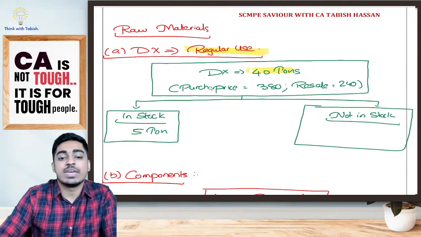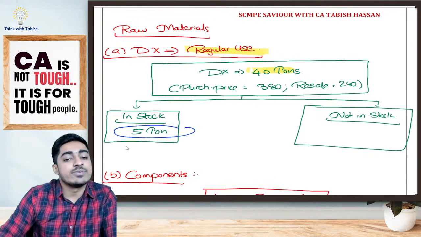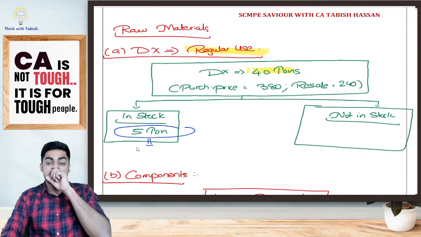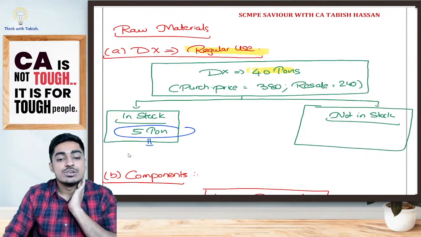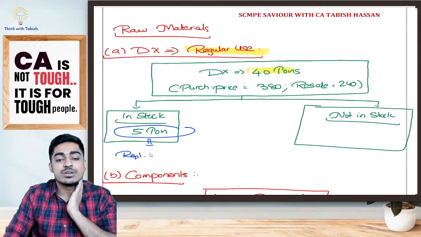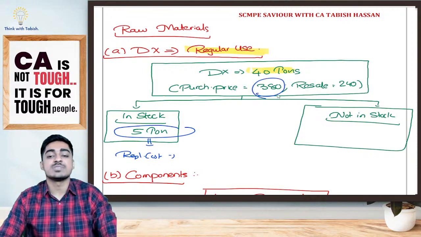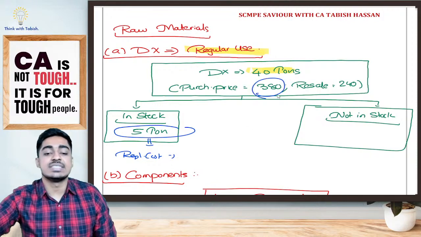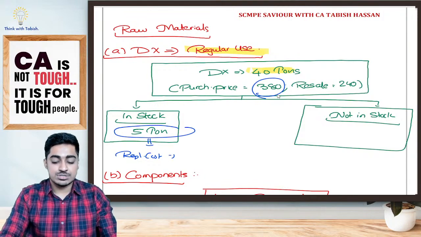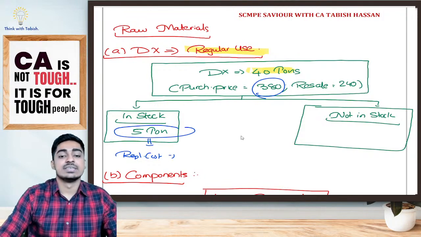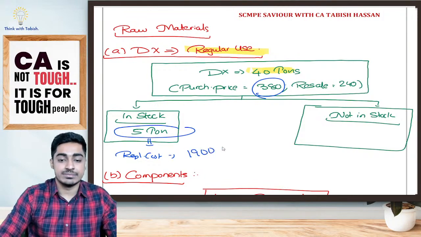In stock, we have 5 tons. So whatever 5 tons we have in stock, we need to replace them. The relevant cost will be the replacement cost. How much is the replacement cost, students? Replacement cost and purchase price are one and the same. It is 380 per ton. So 5 tons into 380 is 1,900.